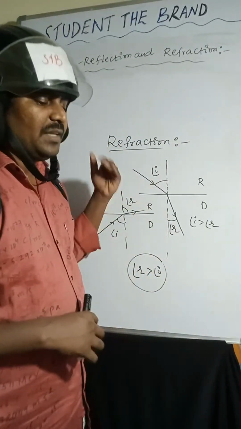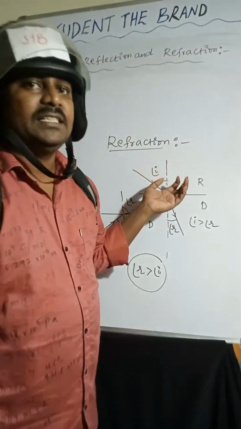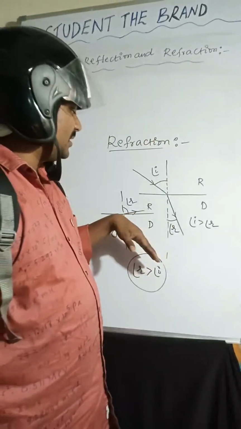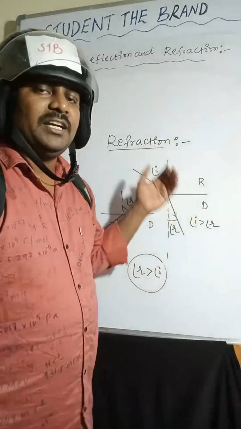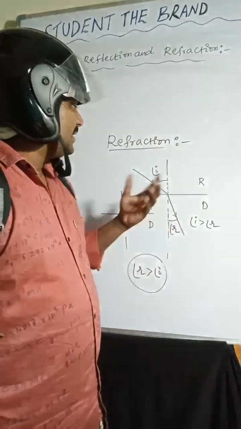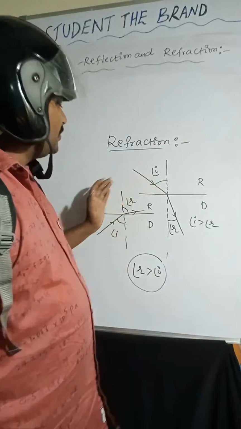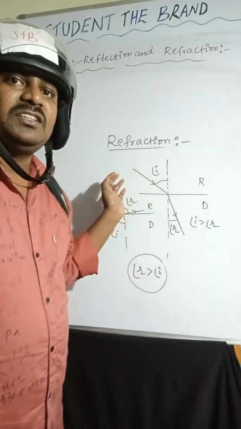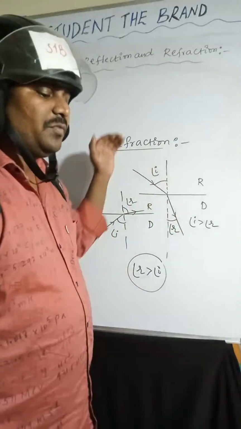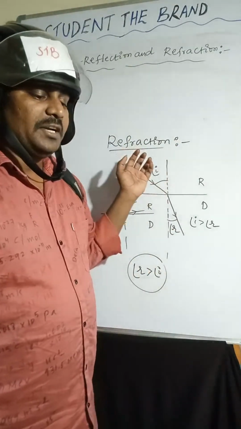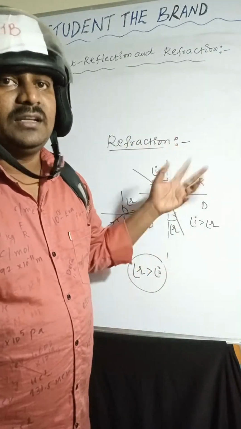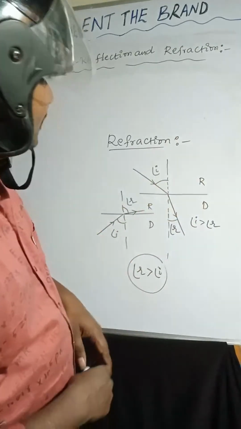Refraction: the path of the light changes when it is moving from rarer to denser. That is called refraction. If it is passing from denser to rarer also, it moves away from the normal. The direction of the light ray changes when it is moving from one medium to another medium. I hope it is very clear to you all.